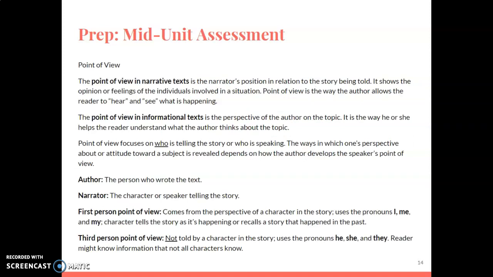Keep in mind that during this unit, we have been focusing on points of view. The point of view in narrative text is the narrator's position in relation to the story being told. It shows the opinion or feelings of the individuals involved in a situation. Point of view is the way the author allows the reader to hear and see what is happening.